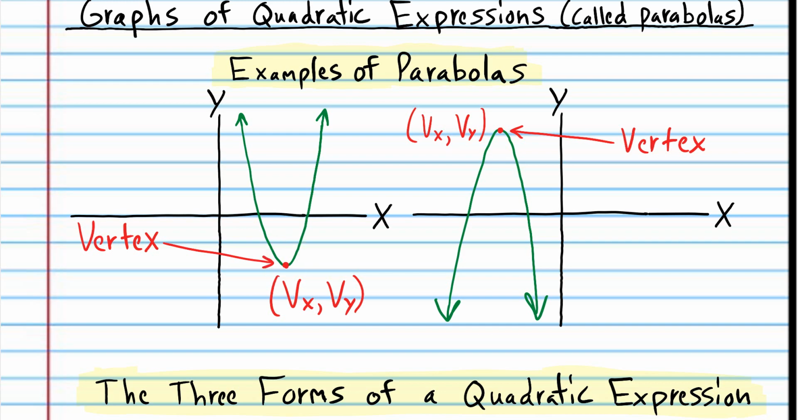And I've labeled the coordinates of the vertex here. We have the x value of the vertex, vx, and we have the y value of the vertex, vy. V is obviously for vertex, and these subscripts tell you if it's the x value or the y value.